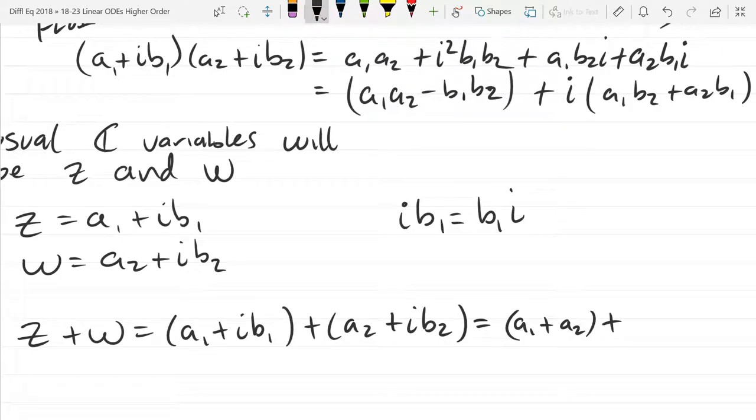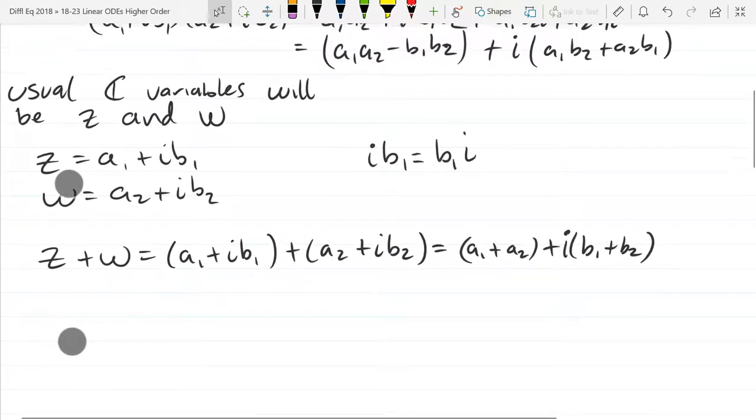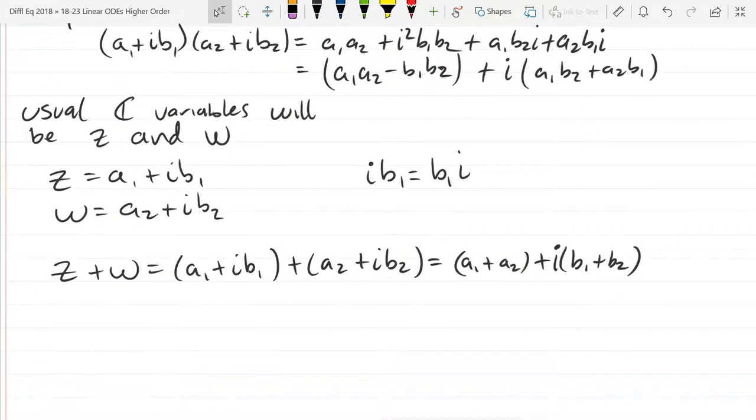It's really collecting like terms. So this is the skill from Algebra 1. So we're just adding them together. So addition is pretty much trivial. It's very easy to do. Multiplication I did above, so it's already demonstrated there. And now we'll look at division.